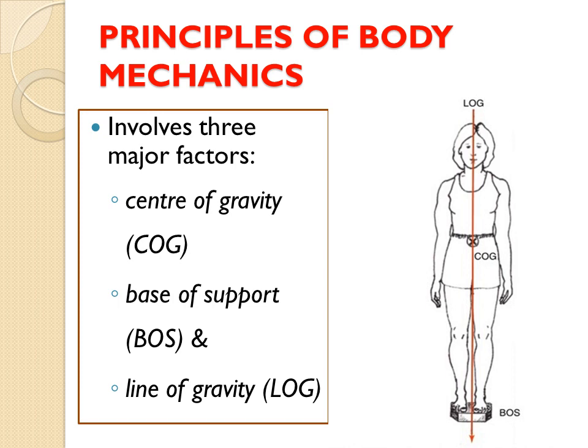Next we come to the principles of body mechanics. The principles of body mechanics involve three major factors: center of gravity, base of support and line of gravity. Here it is very nicely given. Center of gravity we have already discussed, then base of support and also the line of gravity. So when you are discussing body mechanics, these are the three things you have to be very clear about.